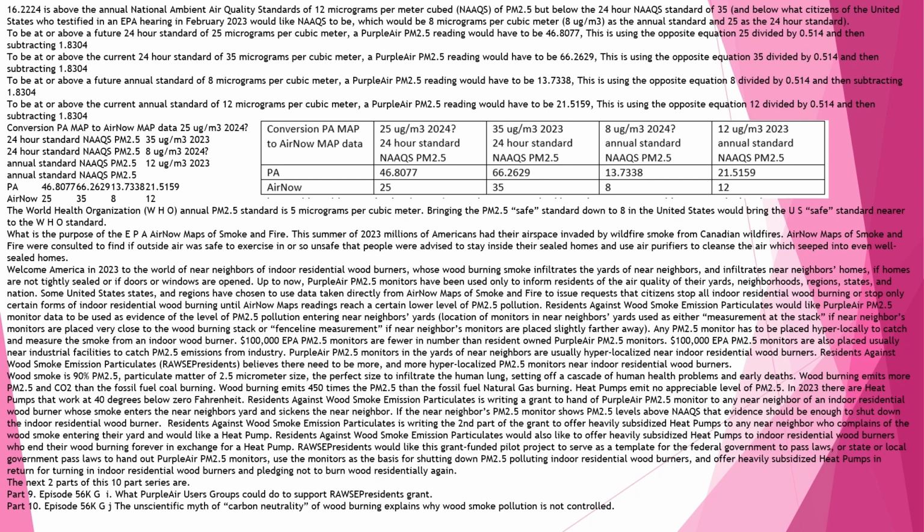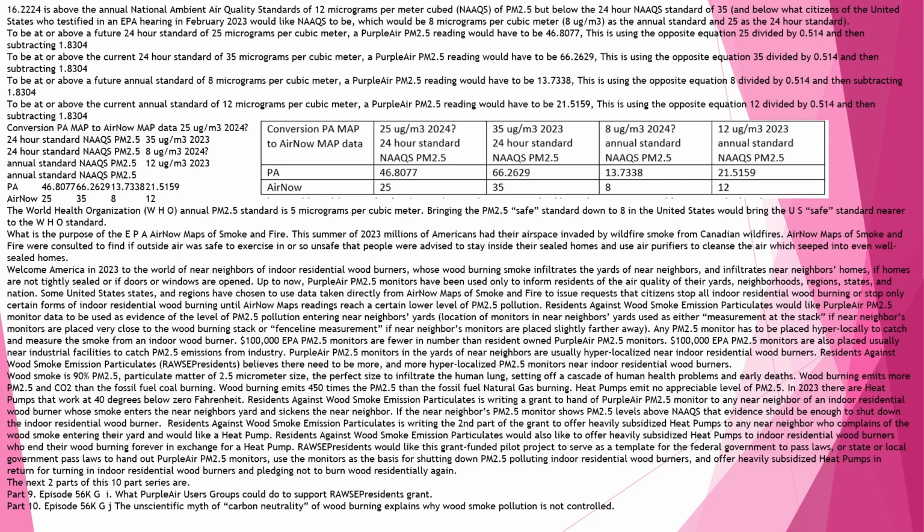Wood smoke is 90% PM2.5, particulate matter of 2.5 micrometer size, the perfect size to infiltrate the human lung, setting off a cascade of human health problems and early deaths. Wood burning emits more PM2.5 and CO2 than the fossil fuel coal burning. Wood burning emits 450 times the PM2.5 than the fossil fuel natural gas burning. Heat pumps emit no appreciable level of PM2.5. In 2023, there are heat pumps that work at 40 degrees below 0 Fahrenheit.